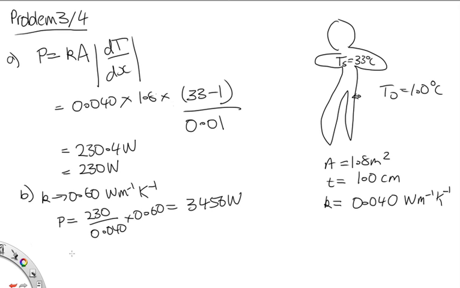The other way to answer it is just to work out 0.6 over 0.04. That equals 15. So we can say that's 15 times the initial value. Either of those answers is fine.